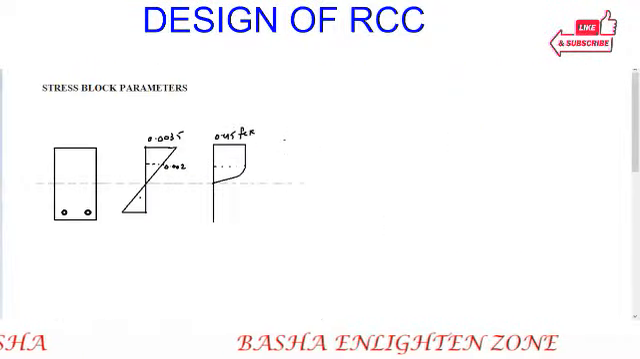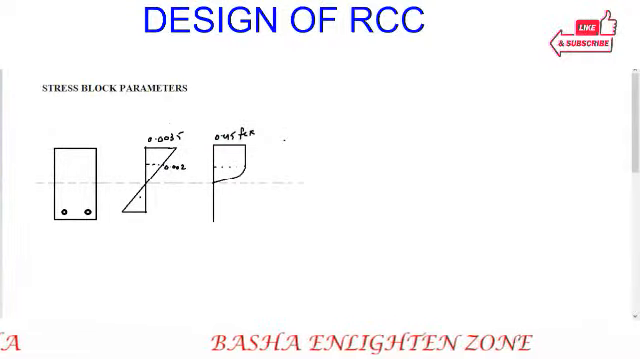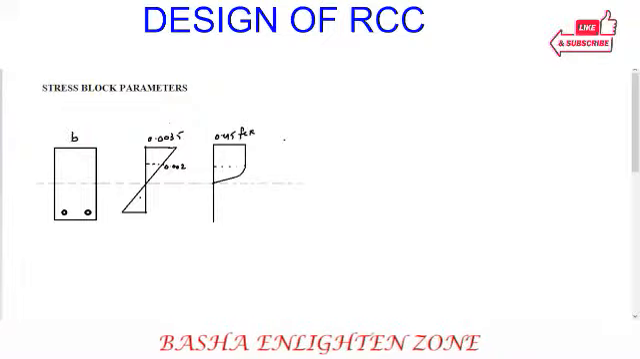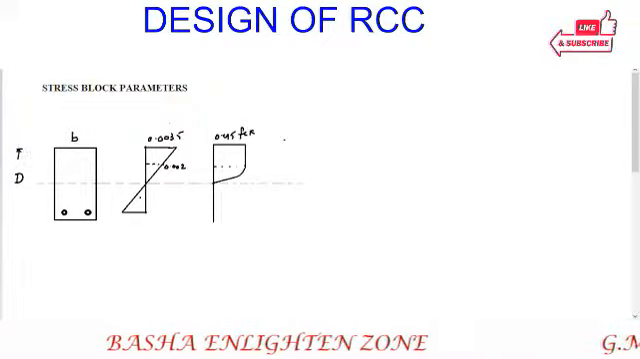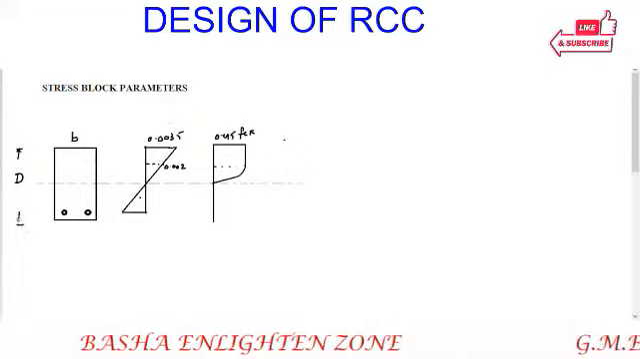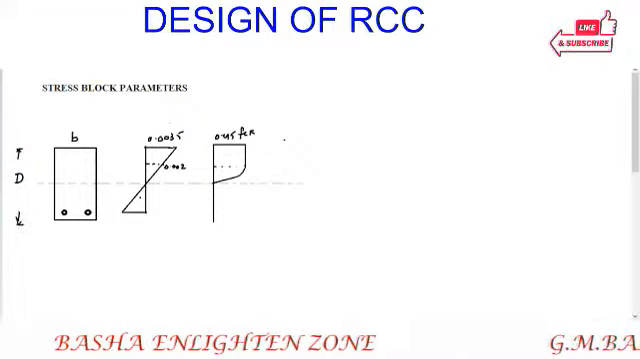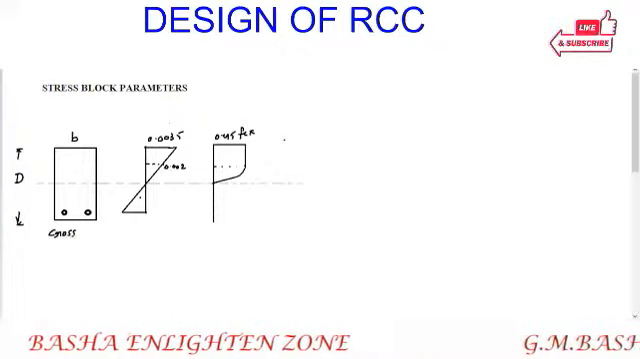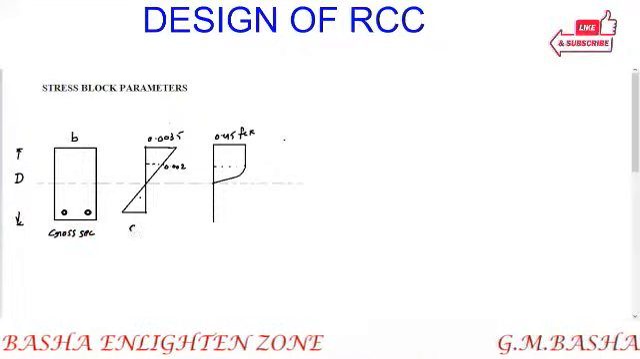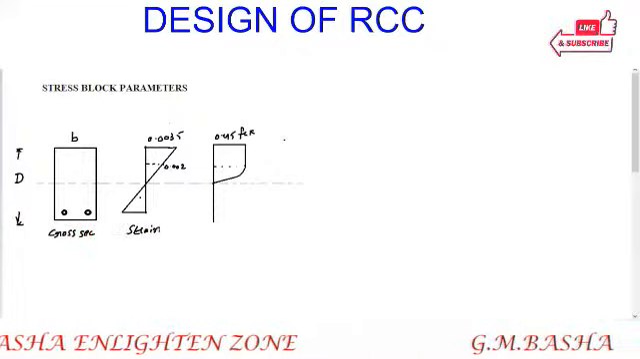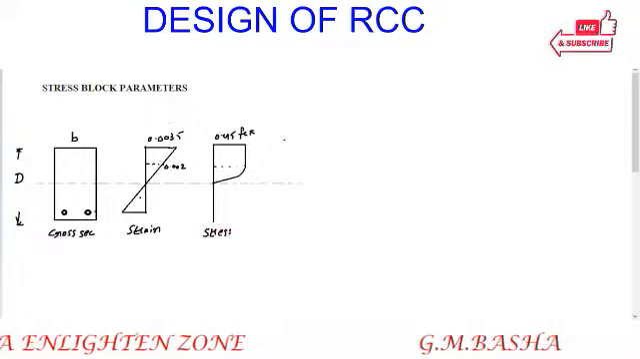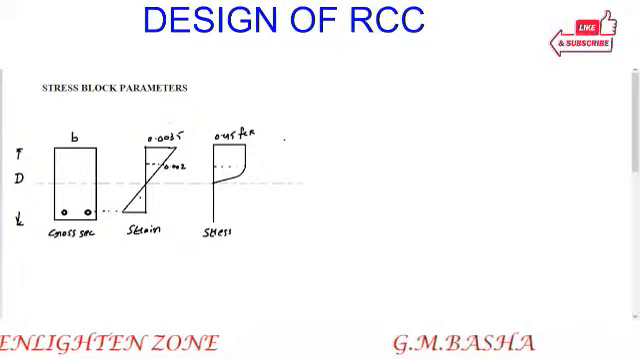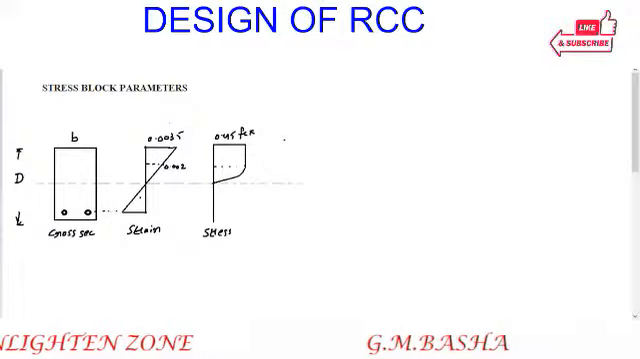Here this is the width of the beam, from here to here, and D is the overall gross depth taken from the top to the bottom. One more point: this is the cross section, this is the strain diagram, and this is the stress diagram. I am drawing exactly from this line.